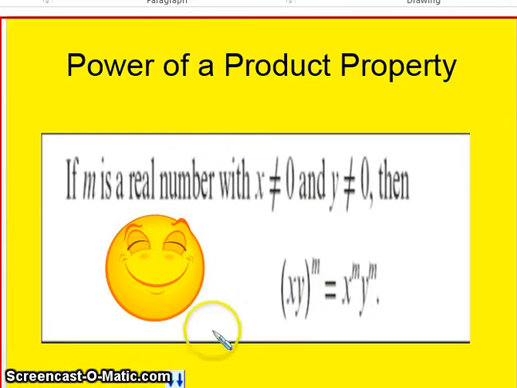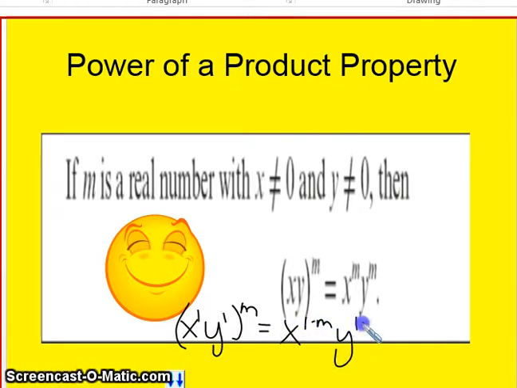Now we could say that this started out as x to the 1st, y to the 1st, this whole thing being taken to the n power. Now, we would basically distribute this n to each exponent inside the parentheses. So it would be x to the 1 times m, y to the 1 times m, which is where we get the x to the m, y to the n.